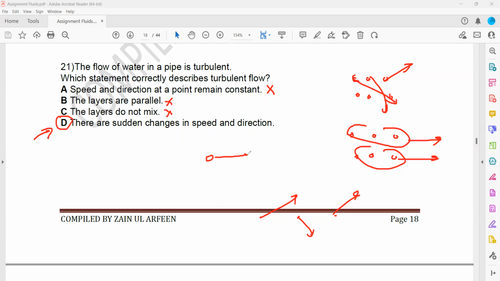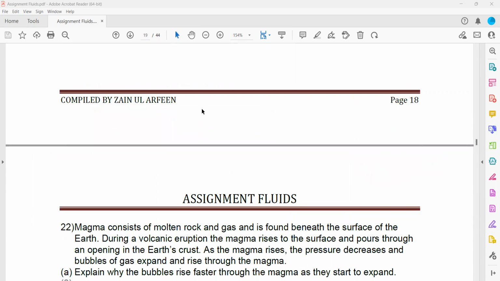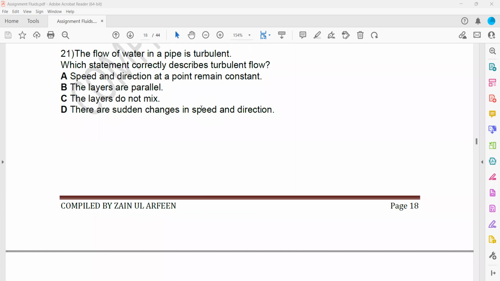Say this particle is moving at a speed of 4 meters per second. The next particle which was following suddenly changes its speed, or may change direction, to 5 meters per second or to 2 meters per second. Either an increase or a decrease can happen. So speed and direction are not the same in a turbulent flow for a group of particles. But at a specific point, speed is constant.